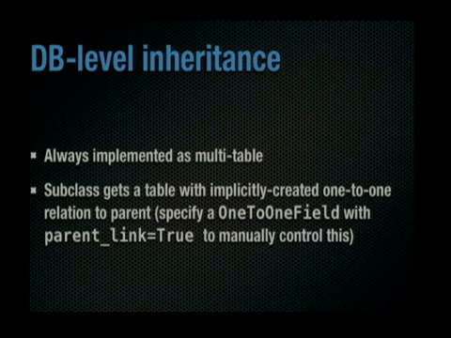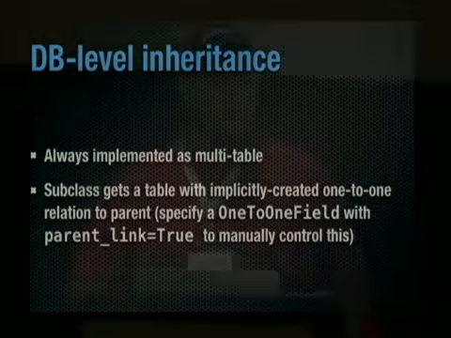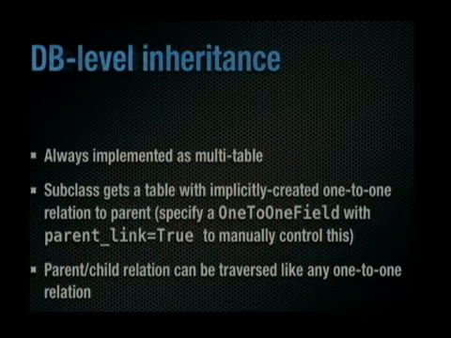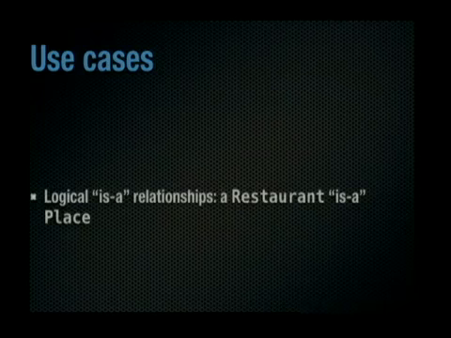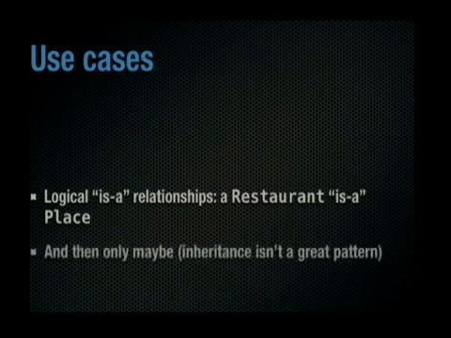Basically, you can specify a one-to-one field, and you can set parent link if you manually want to set this up. But basically, this is just the same as two tables with a foreign key that's unique on both ends. Parent-child relation, you can traverse that the same as any other one-to-one relation in Django. Use cases for this are, the classic example is a restaurant is a place. So a restaurant inherits from place. And at the database level, this does the right thing because all it does is set up a restaurant table with a relationship back to the place table.